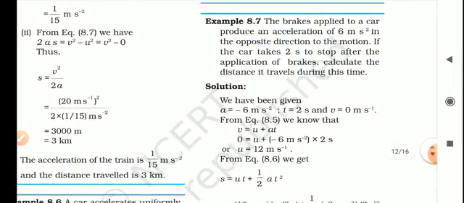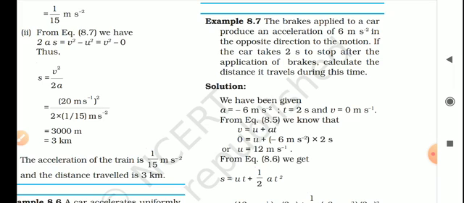Third example is the brakes applied to a car produce an acceleration of 6 meter per second square in the opposite direction to the motion. If the car takes 2 seconds to stop after the application of brakes, calculate the distance it travels during this time. So first write down the given data. Acceleration is minus 6 meter per second square. Why? Because whenever the brakes are applied, the vehicle will be slowing down, and it is given in the problem that an acceleration of 6 meter per second square in the opposite direction to the motion. So that's why after application of the brakes, the vehicle will be slowing down, and here negative sign is taken. A will be equal to minus 6 meter per second square.